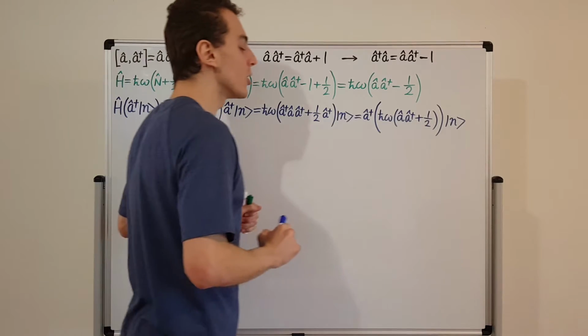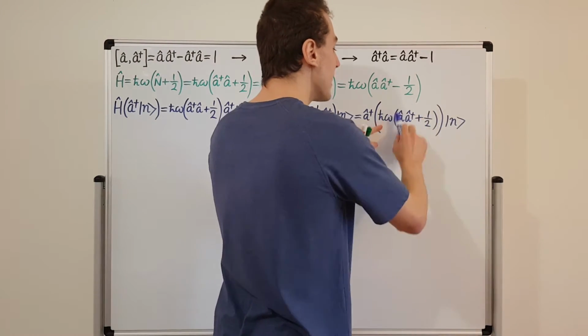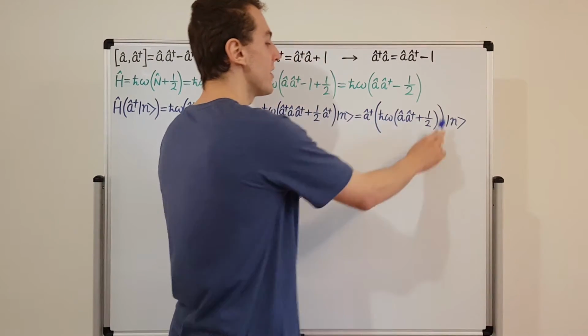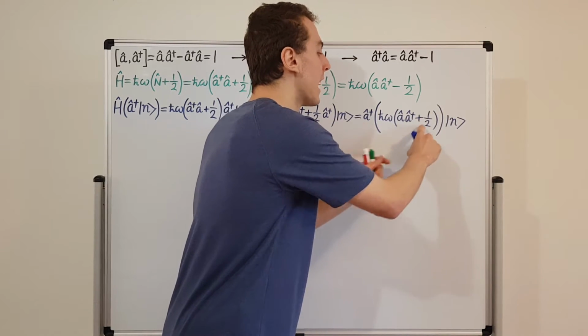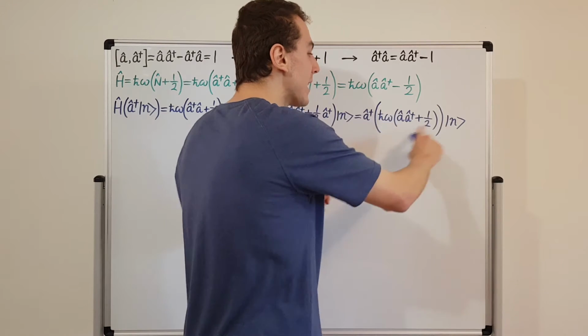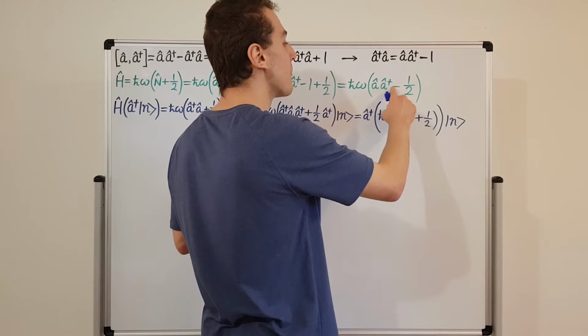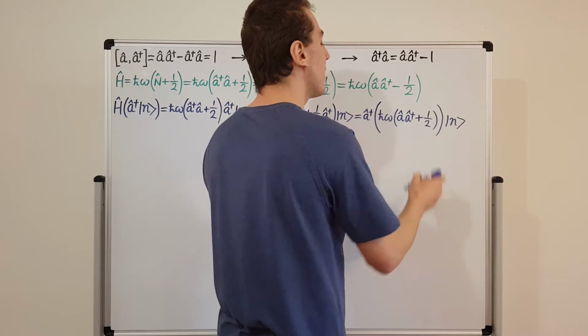Now let's have a look at what we can do with this. This expression is not the Hamiltonian, right? We have a and a dagger in the wrong order, and we have a plus sign over here. If we want to make this the Hamiltonian, this has to be a minus sign. So what do we have to do?